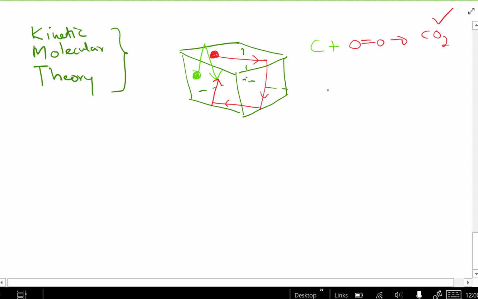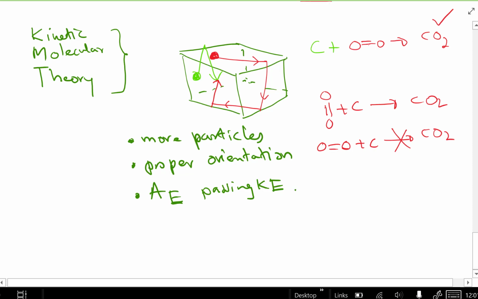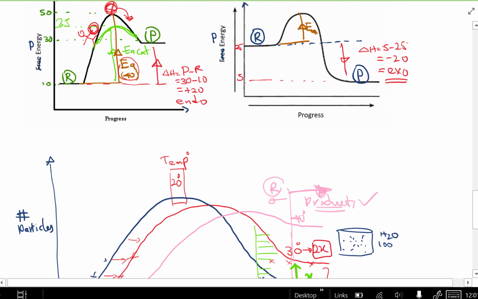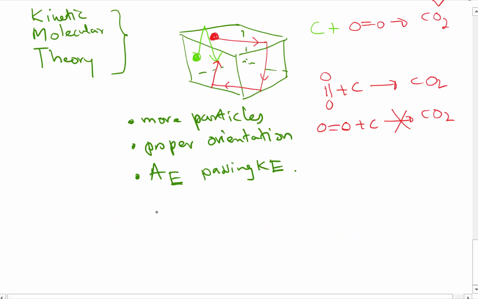Now, there are a few things we need in order for this reaction to happen. Oxygen and C should collide this way to make CO2. If they collide side by side, they may not make it. That's called the proper orientation. Now, if you have more and more particles, it's better for the reaction. If you have proper orientation, it's better for the reaction. And if you have more energy to reach the activation energy, that is better for the reaction. So it actually has to pass the activation energy, right? Remember, the hilltop is the activation energy. You need a little bit more to go downhill, right?